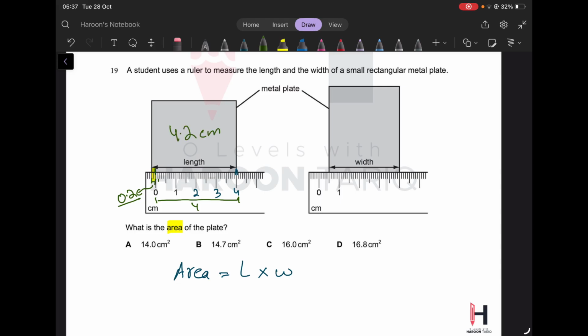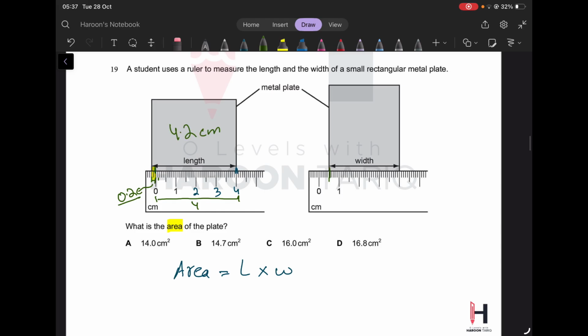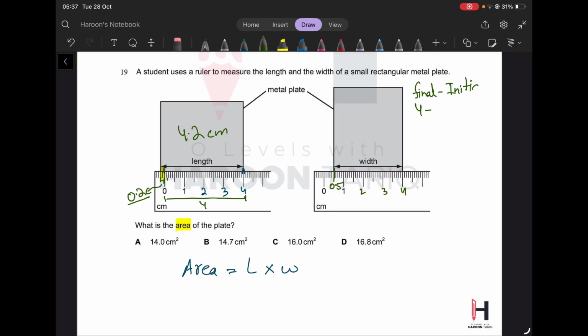Now let's have a look at the width. This is the starting point, 0.5, and 2, 3, 4. So final minus initial, because my reading is actually starting from a value that is ahead of 0. So final 4 minus 0.5, this would be 3.5.